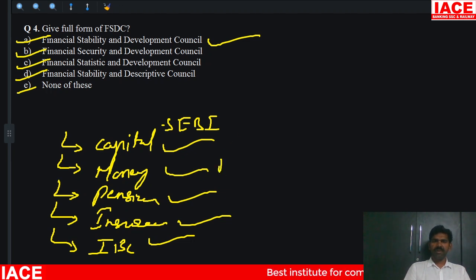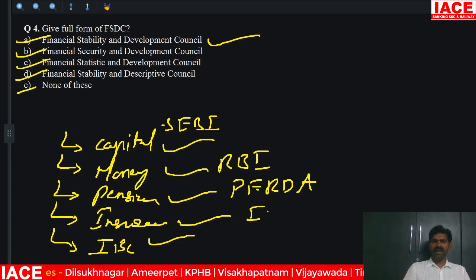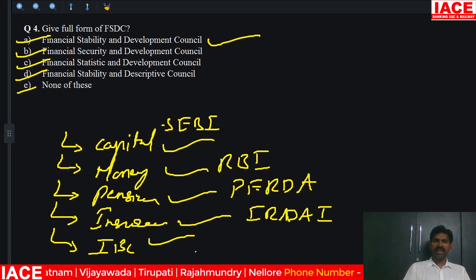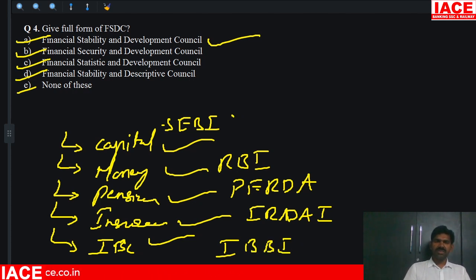Money market is regulated by Reserve Bank of India. Pension markets are regulated by Pension Fund Regulatory and Development Authority, PFRDA. Insurance market is regulated by IRDAI, Insurance Regulatory and Development Authority of India. And IBC, Insolvency and Bankruptcy Code, is regulated by IBBI, Insolvency and Bankruptcy Board of India. Now, all these institutions have to be in sync, means all these institutions have to be coordinated.